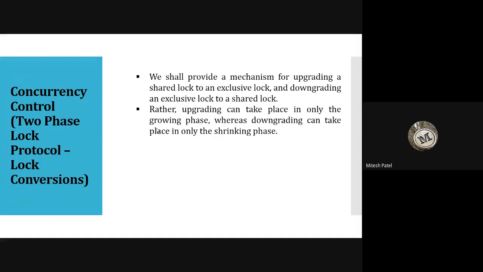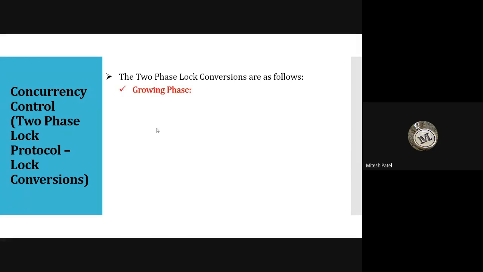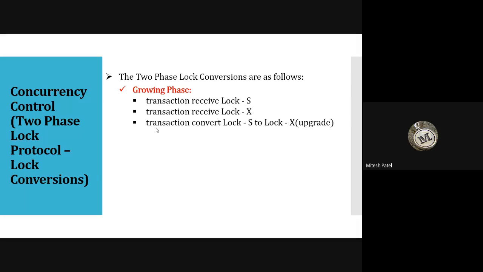Upgrading can take place only in the growing phase, whereas downgrading can take place only in the shrinking phase. So this is the lock conversion, upgrading and downgrading. This is part of this theory also. In the growing phase, a transaction may receive lock S, receive lock X, or convert lock S to lock X. That is upgrading. It is similar to the previous slide.